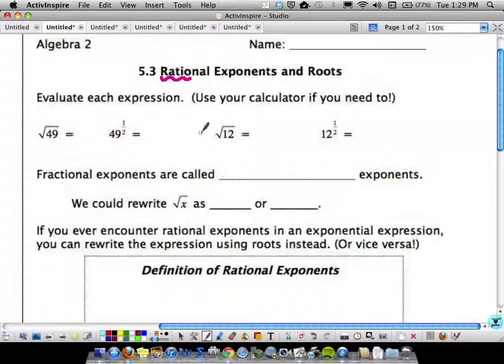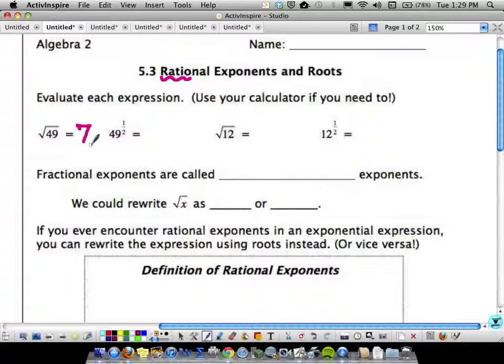So let's take a look here at some introductory problems, and some of these we'll do in our head. It says to evaluate each expression, which just means to find the value of each expression. The first one just says the square root of 49. So we think to ourselves, what number times itself equals 49? And that number is 7. 49 is a perfect square, so we can do that problem in our head.